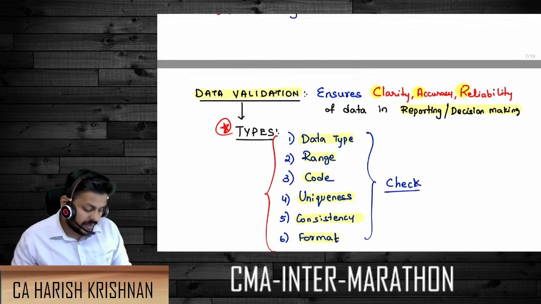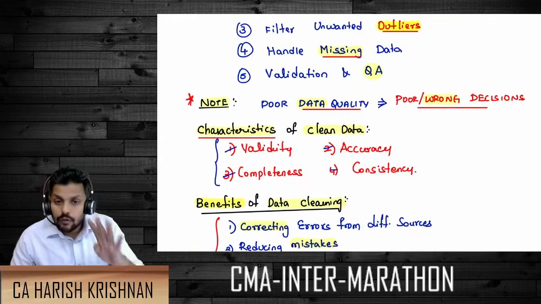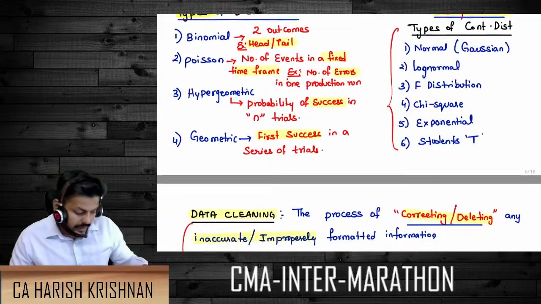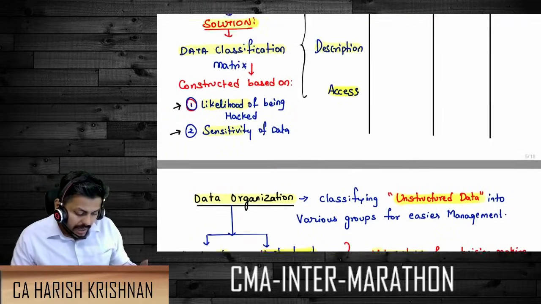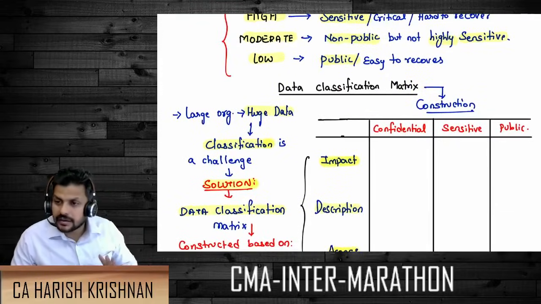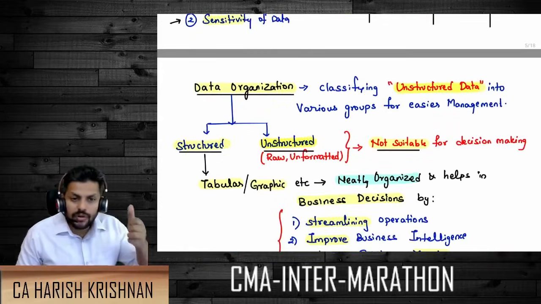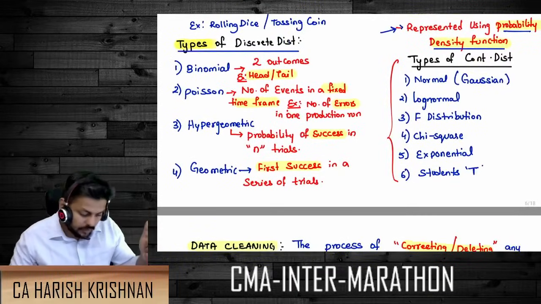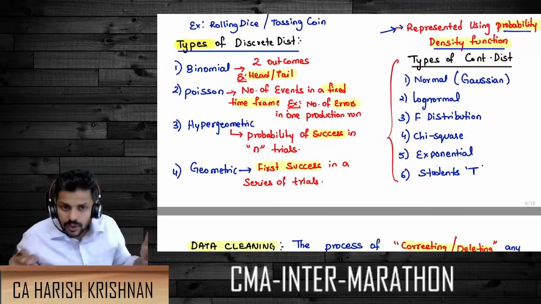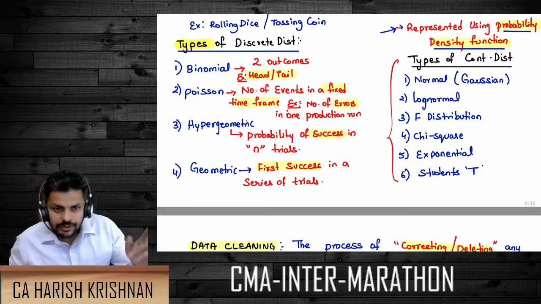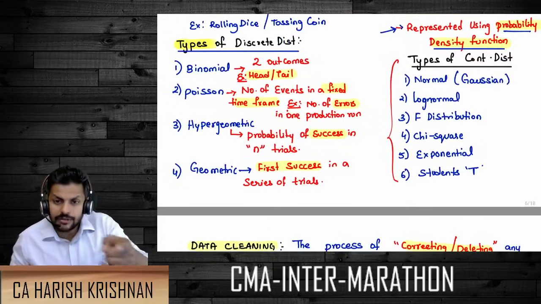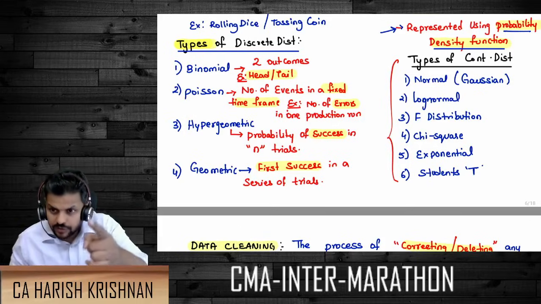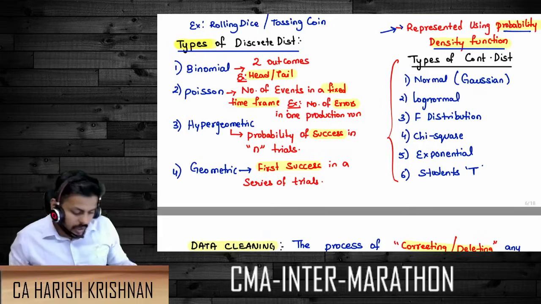So with that, we have a clear understanding of 4 concepts in the last 10 minutes or so. Again, after resuming from the classification matrix, we moved on to talk about data organization, data distribution, and the types of distribution. Please go through one line. For this side, discrete distribution types, I've already told you what it is. This continuous distribution types, please go through all of them once.